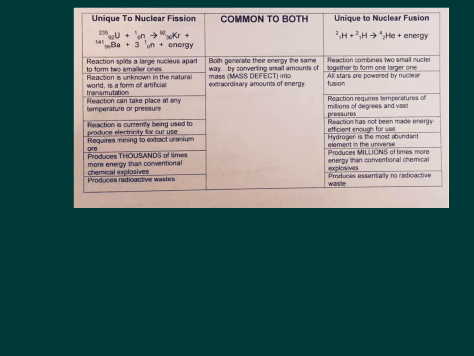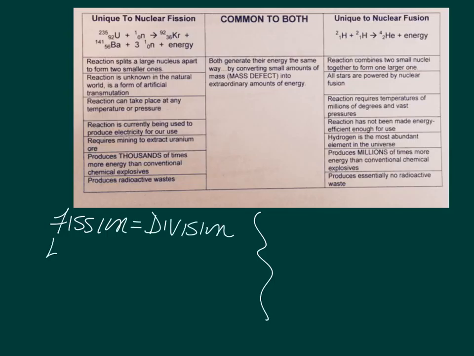So let's review fission versus fusion. Remember, I like to say fission equals division. We start with something large and we turn it into something smaller. So in this case, we're starting with the U-235, right? And we're going to turn it into krypton and barium.